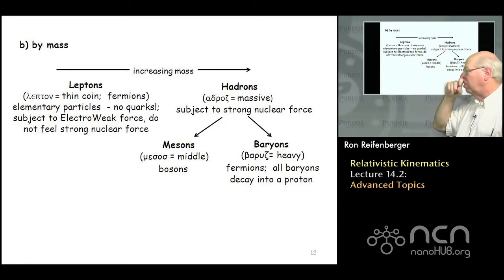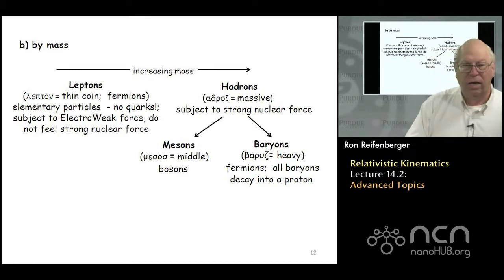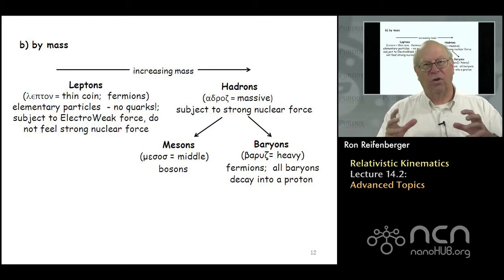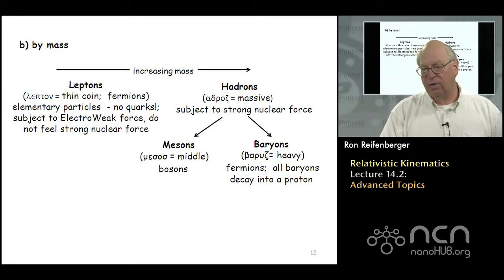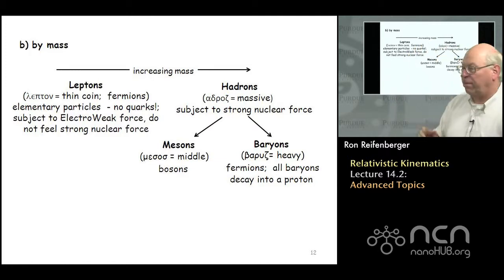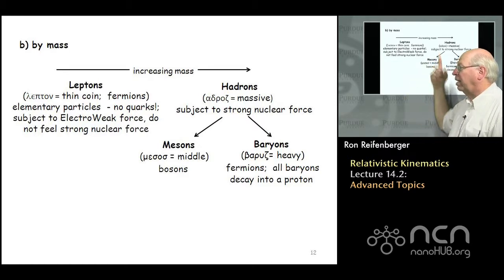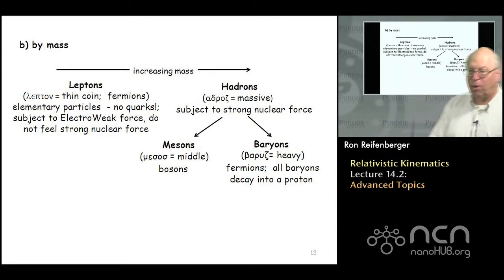The leptons are the less massive particles. They're subject to what's referred to as the electroweak force, and they do not feel the strong nuclear force that binds this nucleus together. So an example of a lepton is an electron, right? Electron is a fermion. It's an elementary particle, and it does not feel the strong nuclear force that holds the nucleus together. The hadrons, on the other hand, are much more massive particles.